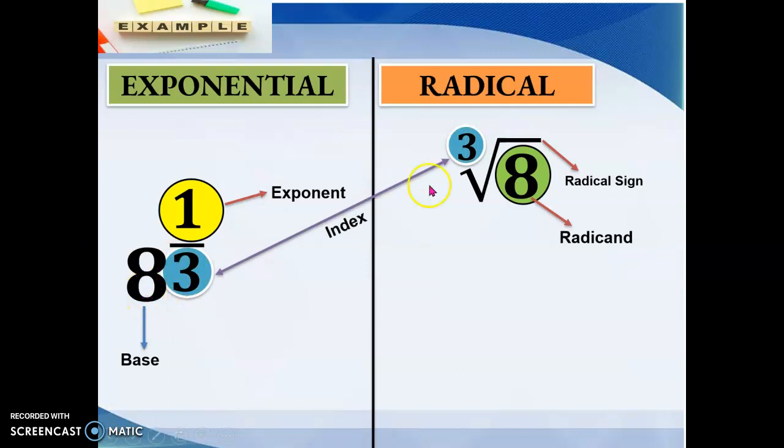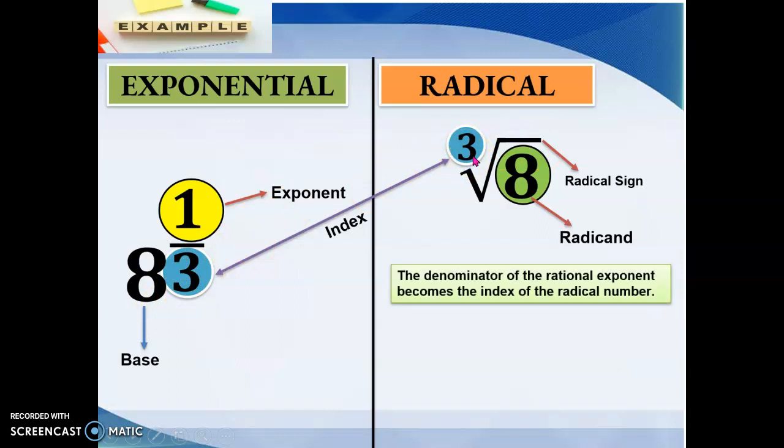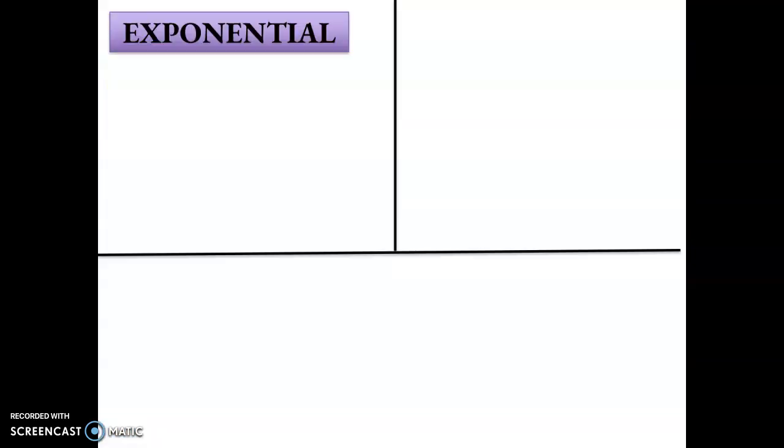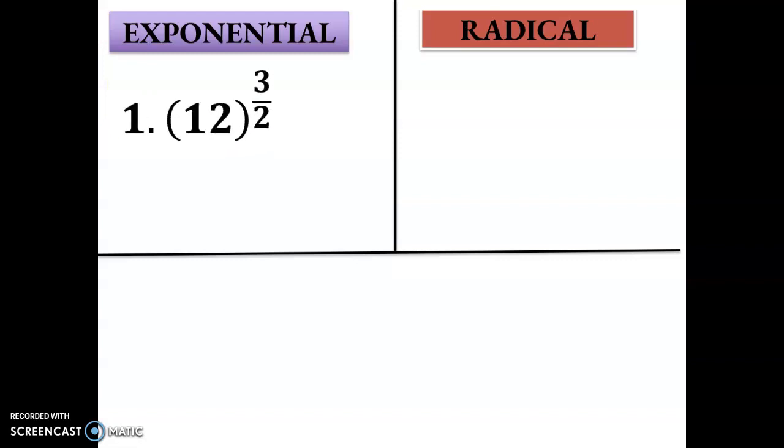So, mapapansin natin, yung base at saka ang radicand, sila po yung magkapareho. So, ibig sabihin, in exponential to radical, yung base, ilalagay natin sa radicand. And then, the exponent, hindi na natin ilalagay dito kasi understood na 1. And then, yung denominator na 3 will be your index. Okay? So, the denominator, hindi na po natin nilalagay as 2 kung siya ay square root. Pero kung hindi po, halimbawa, 3rd to 4th, ilalagay po natin. At ito po, it is read as cube root of 8.